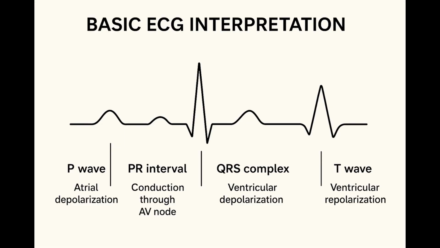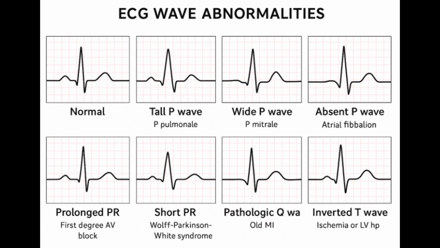And if that short PR comes with that sort of slurred upstroke on the QRS, the delta wave, then you're thinking Wolff-Parkinson-White syndrome, WPW. There's an extra electrical pathway, an accessory pathway, that bypasses the normal AV node delay.